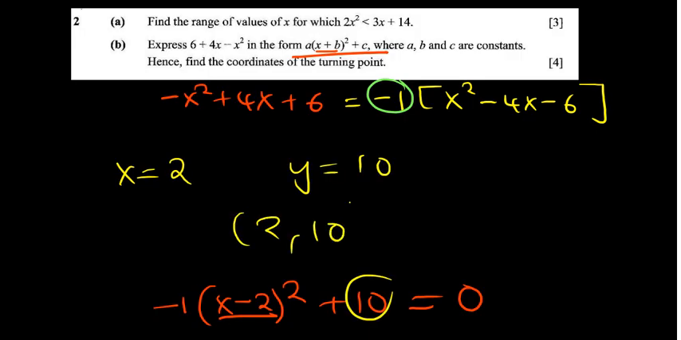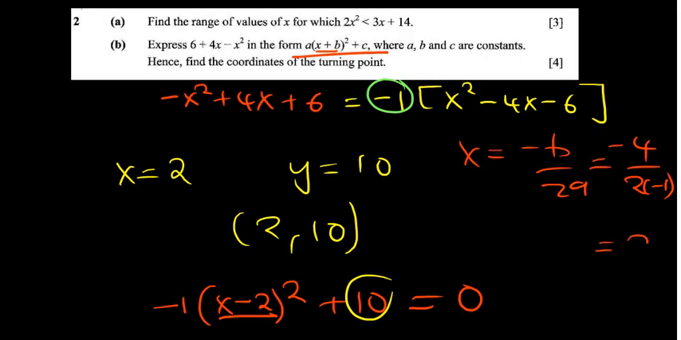You can even verify this by using the formula x is equal to negative b over 2a. Our negative b is 4 and our a is negative 1, so that gives us 2. To find the value of y, you can just substitute: 6 plus 2 times 4, which is 8, minus 2 squared. So 6 plus 8 is 14, minus 4 is 10. Verified, this is correct.